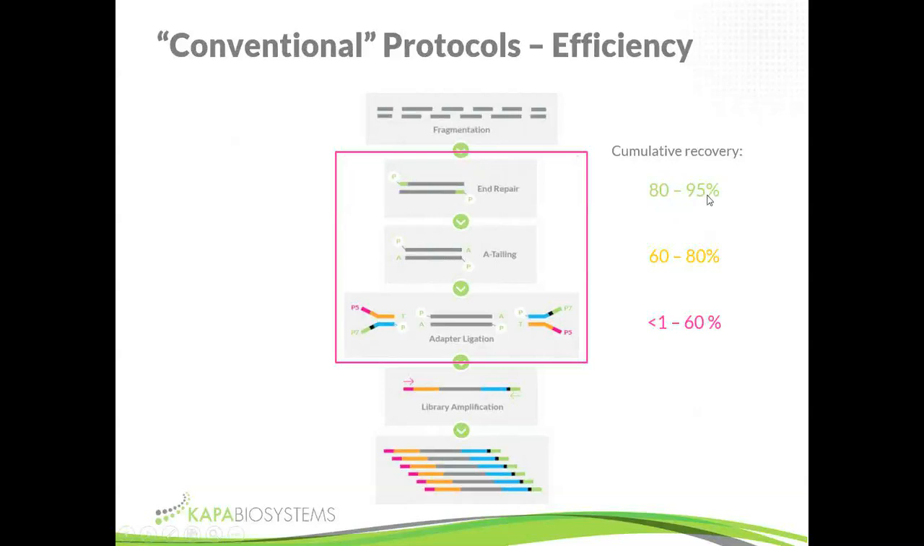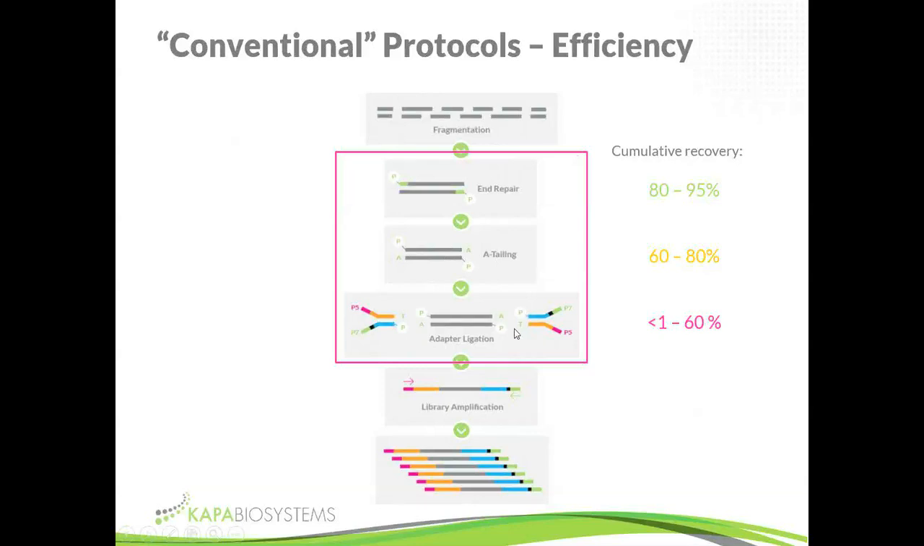Then A-tailing, again, is a fairly efficient process. The SPRI cleanup after that, you can control the efficiency. And so at the end of A-tailing, you should have the majority of the unique molecules that you started with still available. Ligation is traditionally seen as the most inefficient part of ligation-based library construction, which is partially true and partially not. Ligation itself, the enzyme itself, is not an inefficient enzyme.